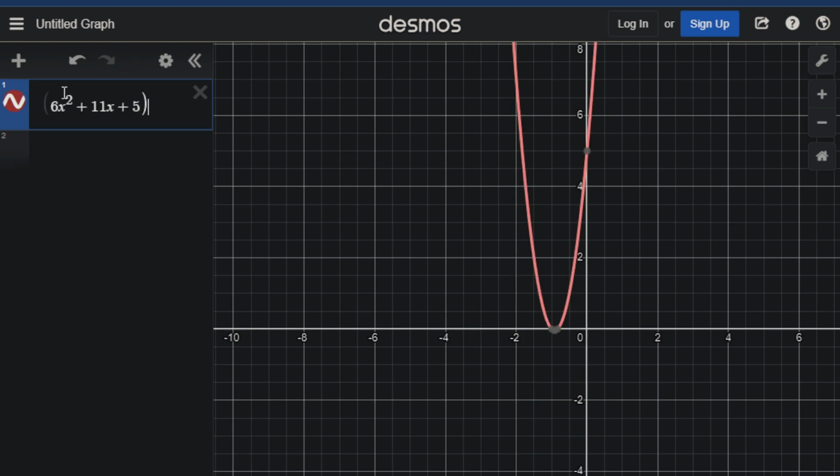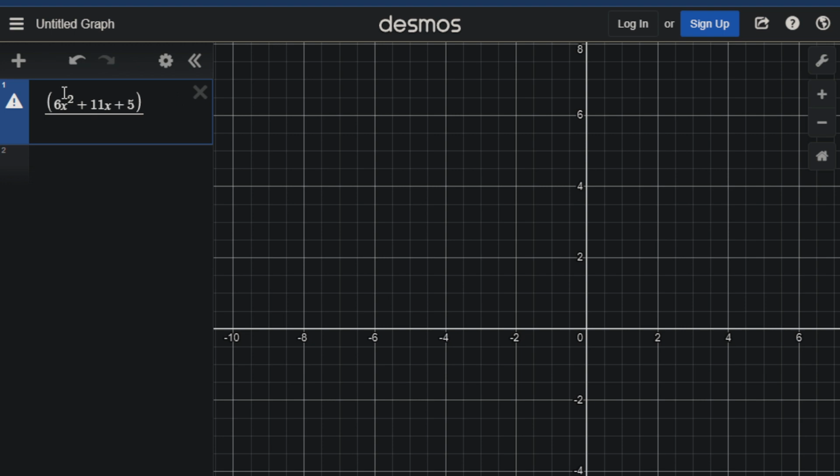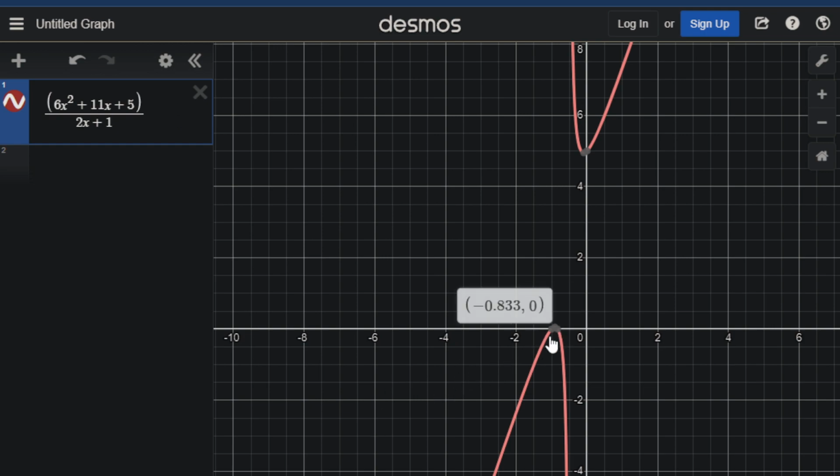So we want this. Maybe it'd be better to put this in parentheses so that it will know that we divide the whole thing. Okay, so it's going to look something like this. So the key point here is the number that's going to make the denominator equal to 0 is -1/2. Okay, because 2x plus 1 equaling 0 would be -1/2.